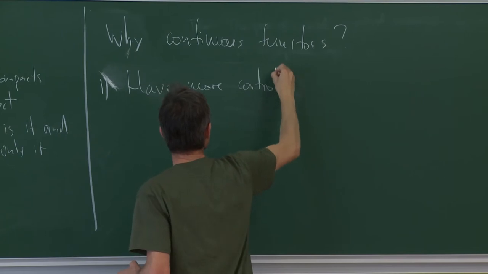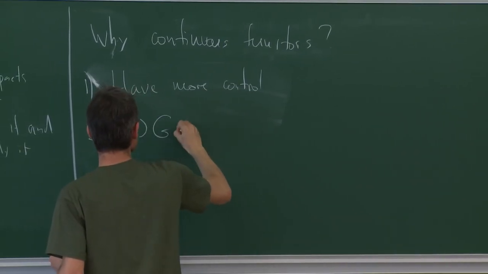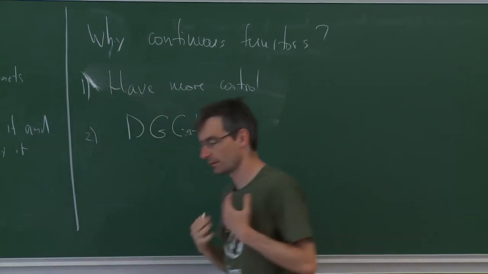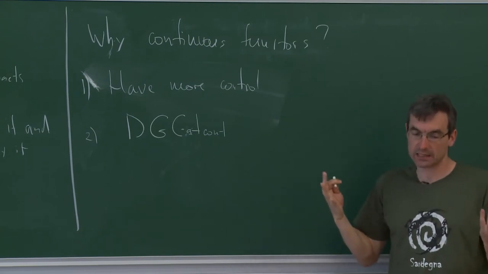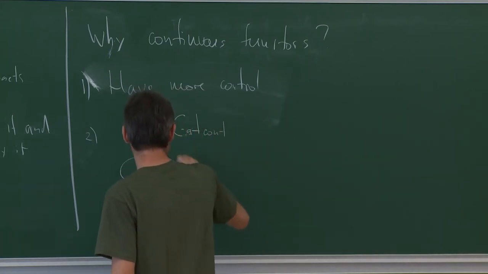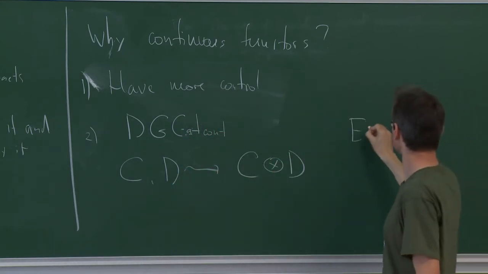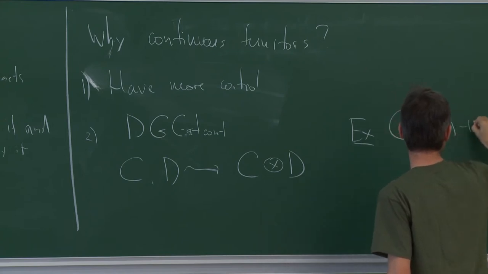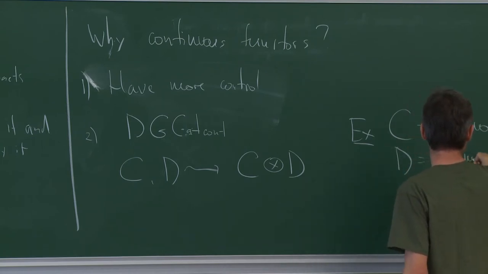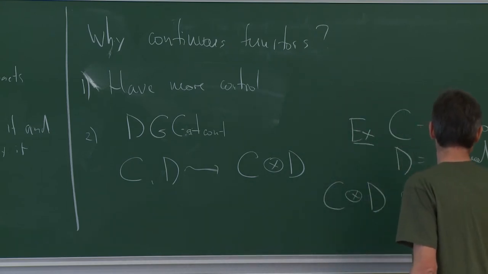But here is, maybe, a better reason. You can consider this world of DG categories and continuous functors. The main observation is that these can be tensored up. So this is actually a symmetric monoidal category. If you have C and D, you can create their tensor product, which is another category of the same kind. Let me give an example. If C is A modules, where A is an associative algebra, and D is B modules, then C tensor D will be A tensor B modules.